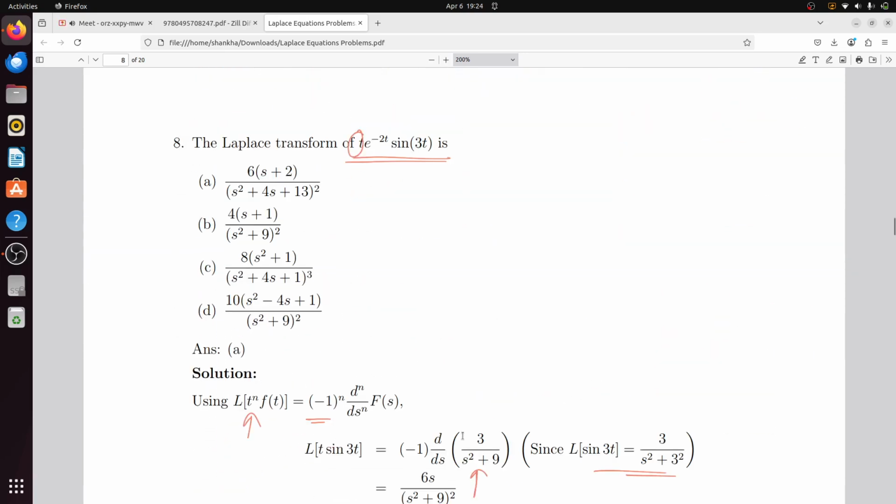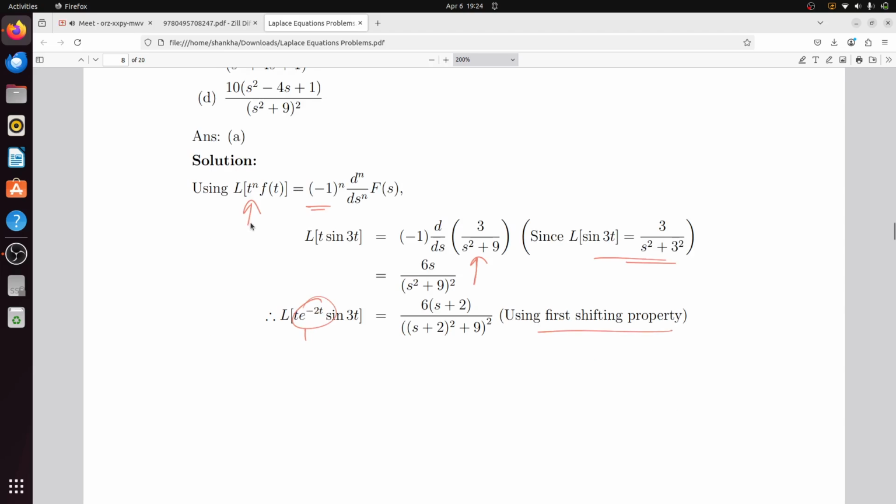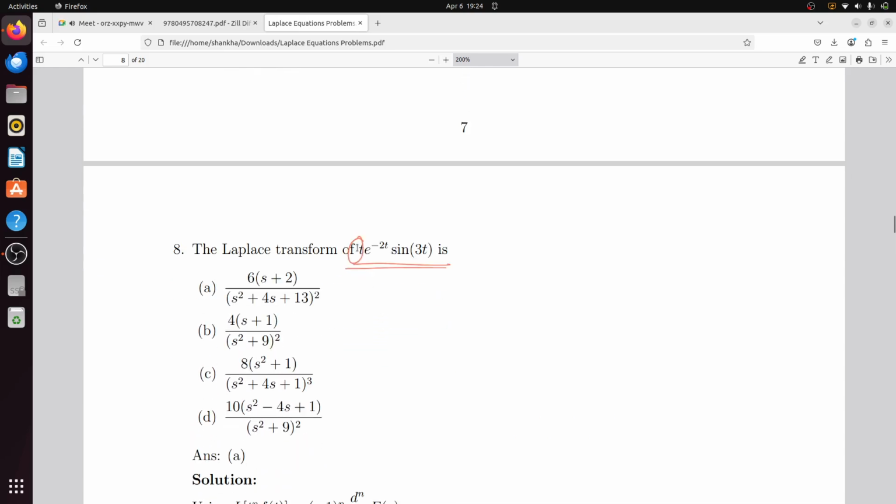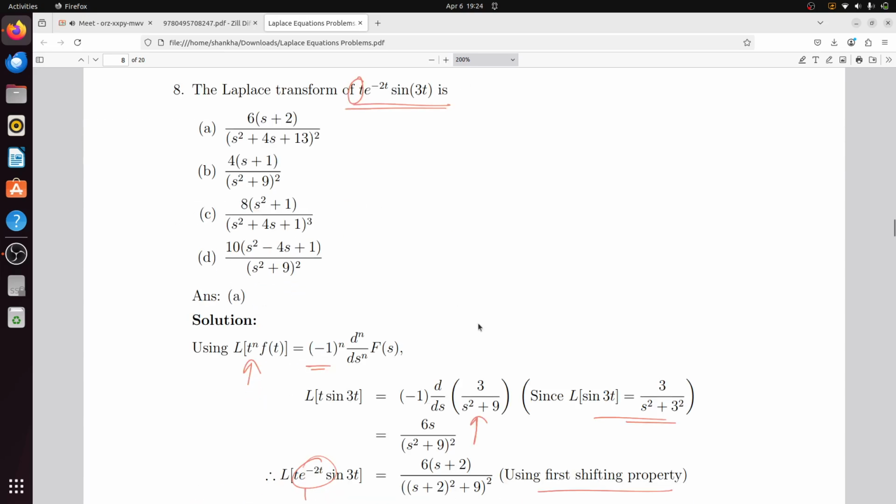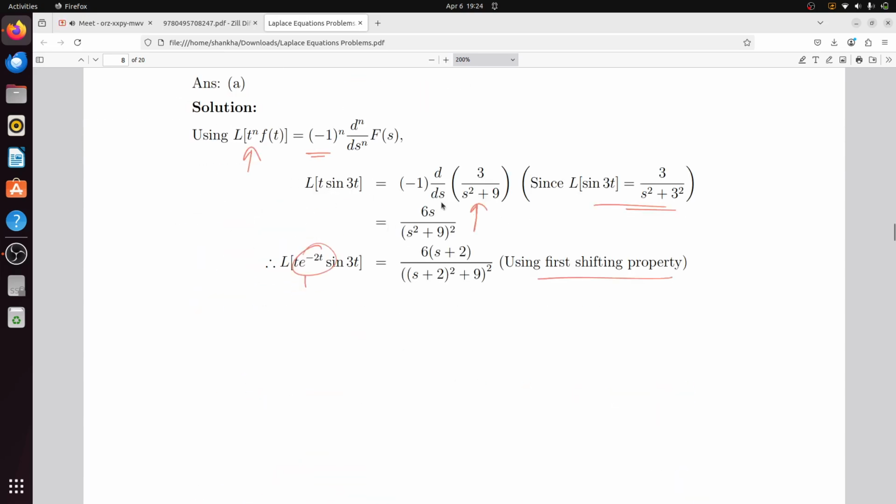Next problem is the Laplace transformation of t e to the power minus 2t sin 3t. So look, this is the second shifting property. What is this? Laplace transformation of t to the power n f(t) is minus 1 to the power n d^n/ds^n of F(s). So we will determine the Laplace transformation of t sin 3t first. The Laplace transformation of t sin 3t is minus 1 times d/ds of 3 by s square plus 9. If you differentiate it, we will get 6s by s square plus 9 whole square.